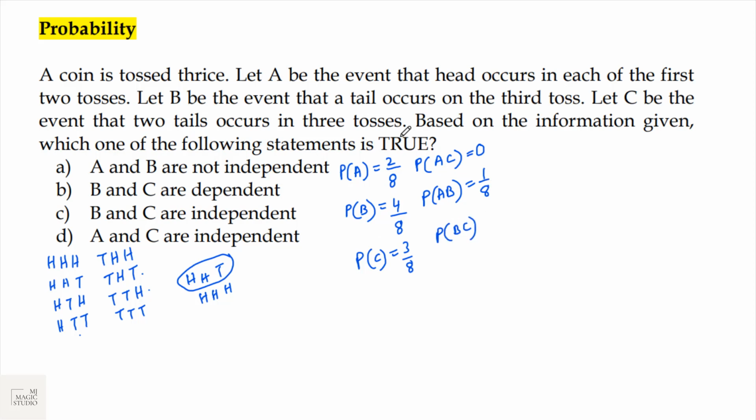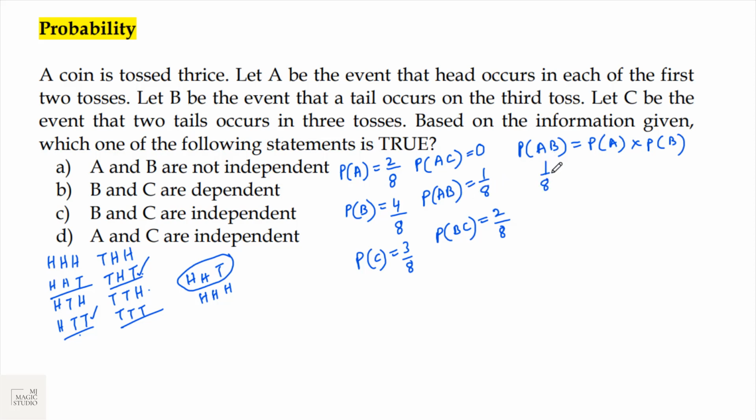Probability of B intersection C. B is tail occurs on the third toss. We have got 1, 2, 3, 4 cases, out of which C is the event that 2 tails occur in the 3 tosses. 2 tail 1, 2 tail 2. So the common cases here are 2. Now we know that for A and B to be independent events, probability of AB should be equal to probability of A into probability of B.